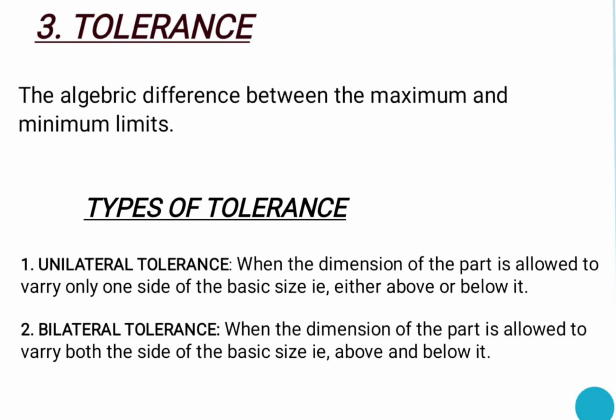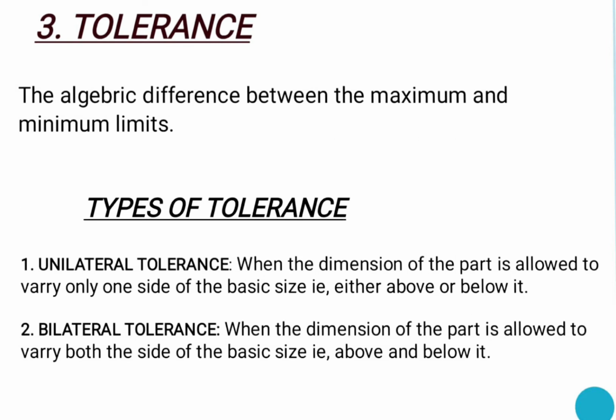Last one is tolerance. Tolerance means the algebraic difference between the maximum and minimum limits. The algebraic difference between the maximum and minimum limit means the difference between the two limits is called the tolerance. And if you are talking about the types of tolerance, first one is unilateral tolerance and second one is bilateral tolerance. What is the unilateral tolerance?